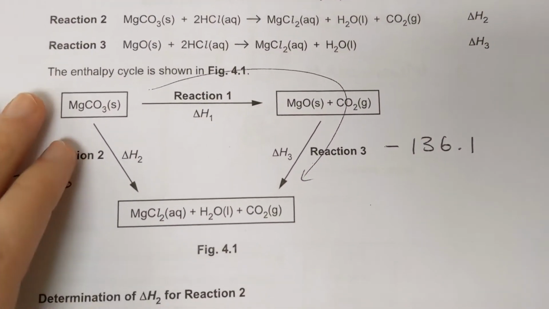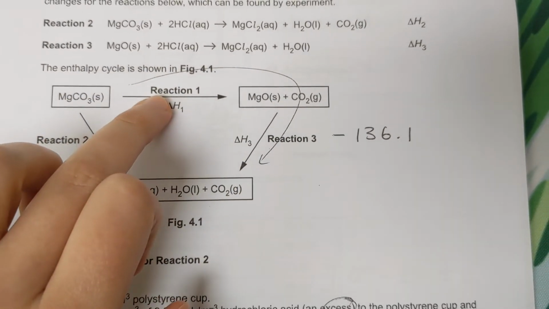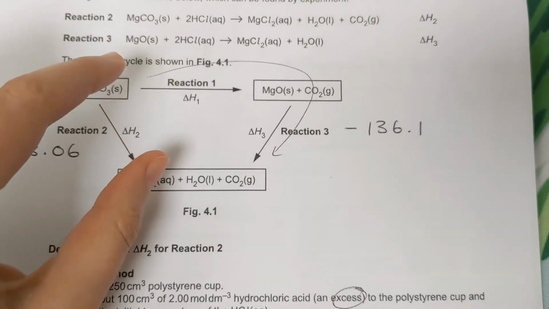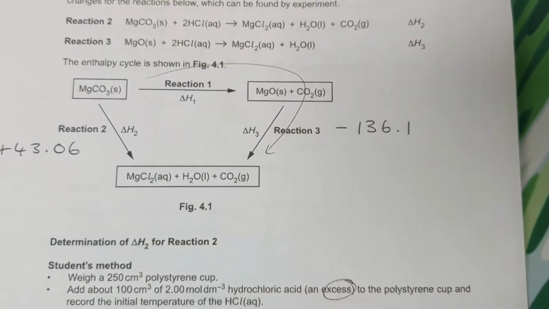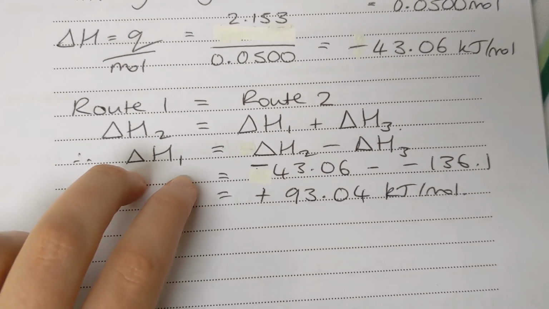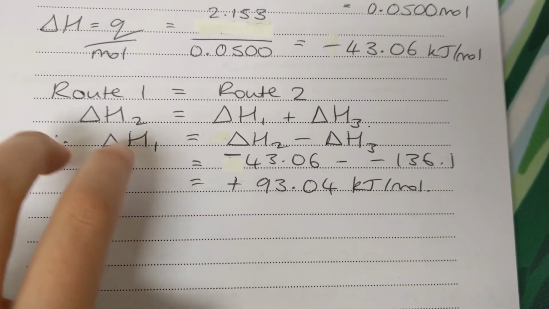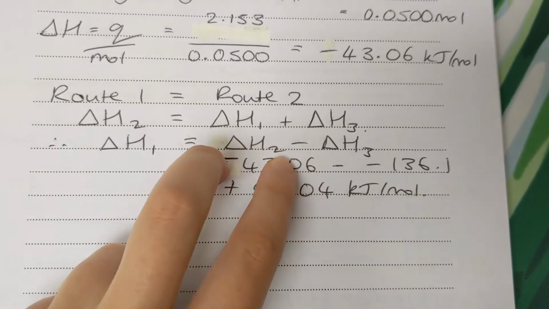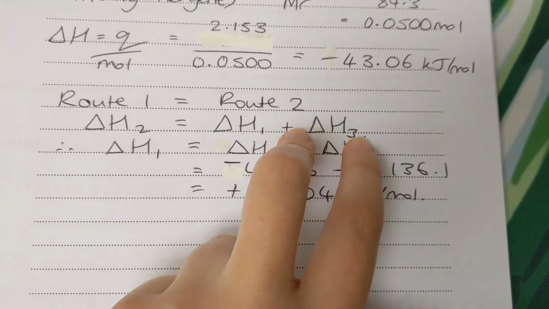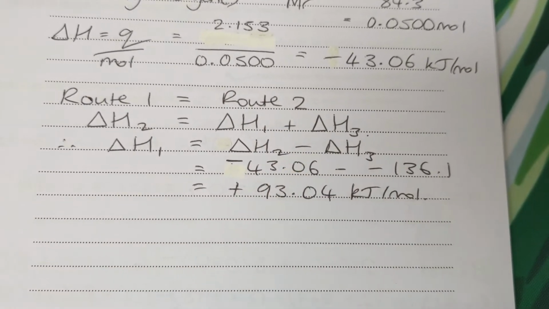So I've called this one route 1, delta H2 equals route 2, delta H1 plus delta H3. So delta H2 equals delta H1 plus delta H3. Now we rearrange for what we want to find, delta H1. So we leave this where it is, we want it to stay positive. This is already on the opposite side, so we can leave that where it is, and we move this across the equals. So if delta H3 moves across the equals, it needs to change its sign from plus to minus.